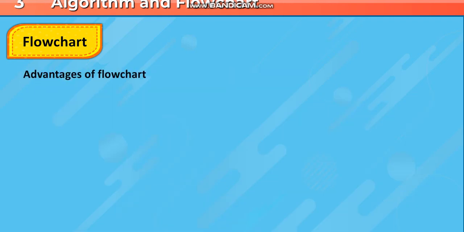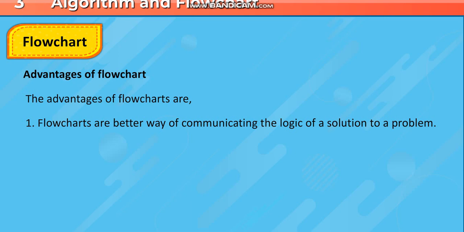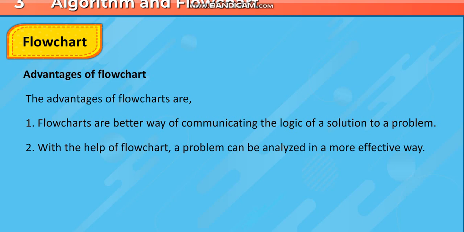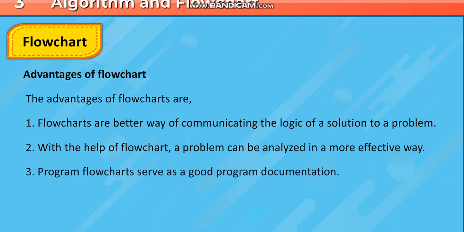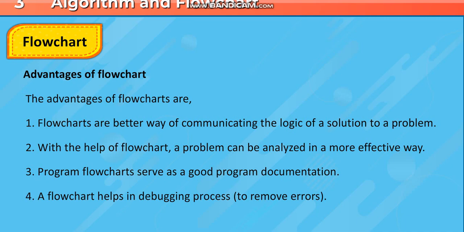Advantages of flowchart. The advantages of flowcharts are: Flowcharts are a better way of communicating the logic of a solution to a problem. With the help of a flowchart, a problem can be analyzed in a more effective way. Program flowcharts serve as a good program documentation. A flowchart helps in the debugging process to remove errors.